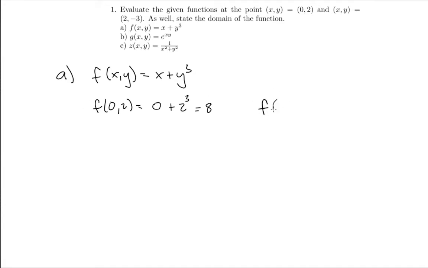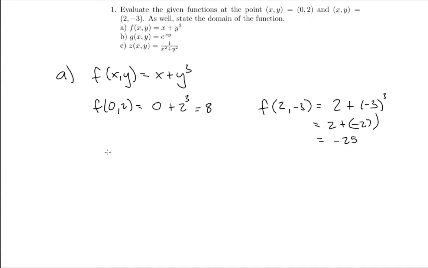And f at (2, -3) is the next one they would like. If I evaluate this function at x equals 2 and y equals negative 3, I replace the x by 2 and the y by negative 3, so I get 2 plus negative 3 cubed. Negative 3 cubed is negative 27. And of course 2 minus 27 is negative 25.